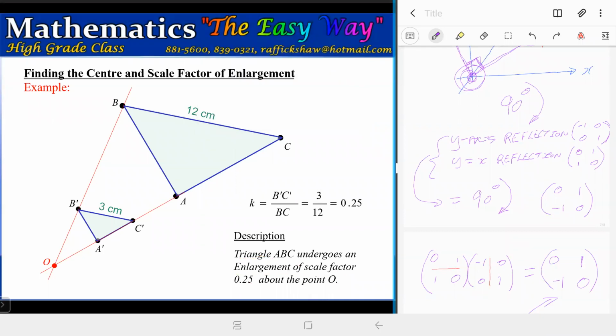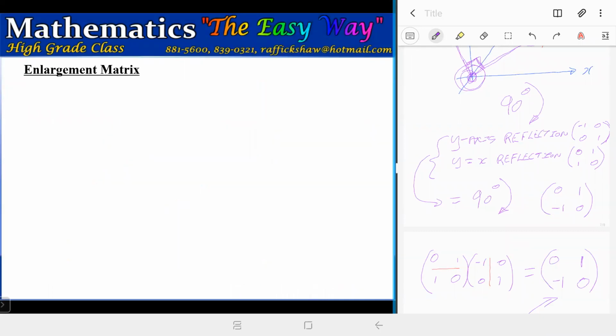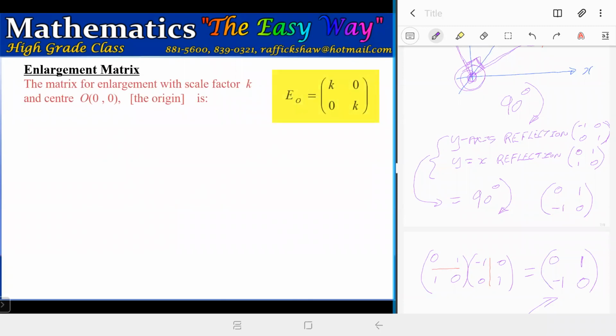Yes, sir. So the next thing we're going to do now is the enlargement matrix. This enlargement matrix is the matrix that will do the calculation for you. The important thing is that it is for enlargement about the origin, when the origin is the center of the enlargement. The matrix for an enlargement of scale factor K about the origin O is the matrix K 0, 0 K. And it's very easy.